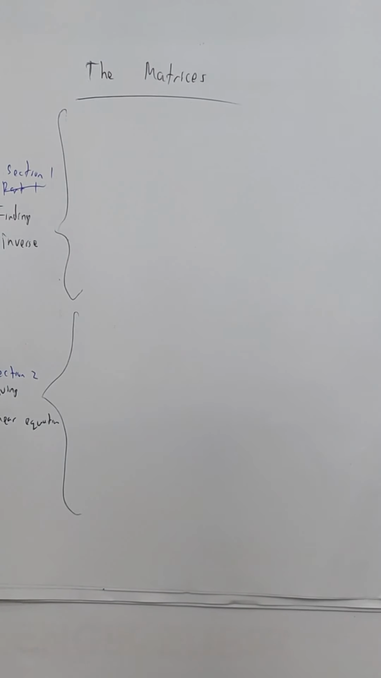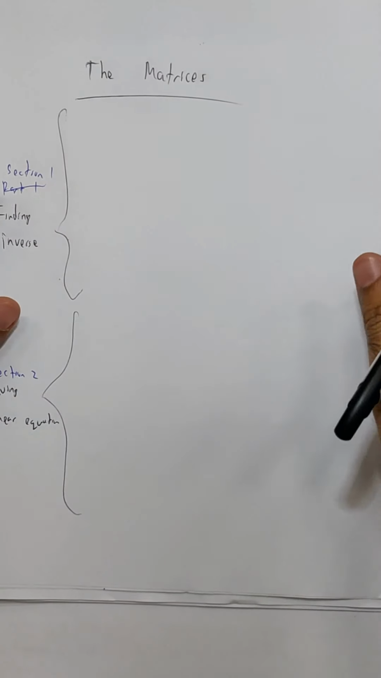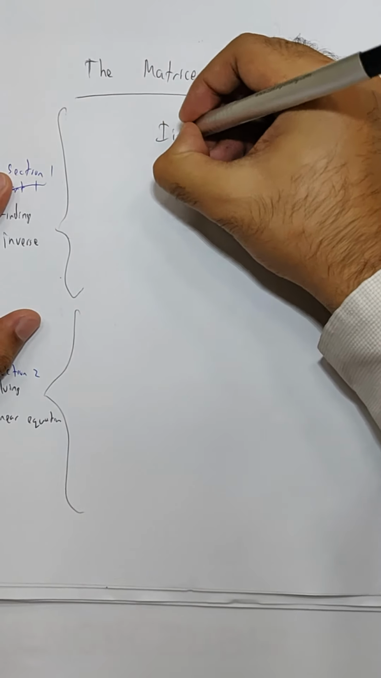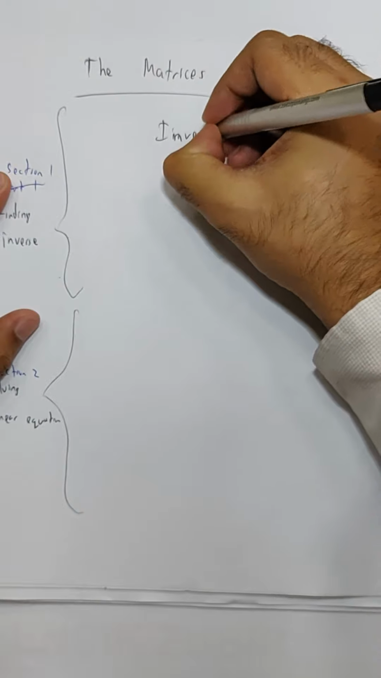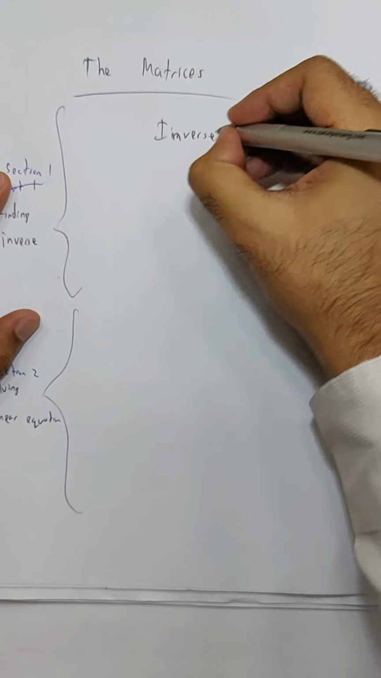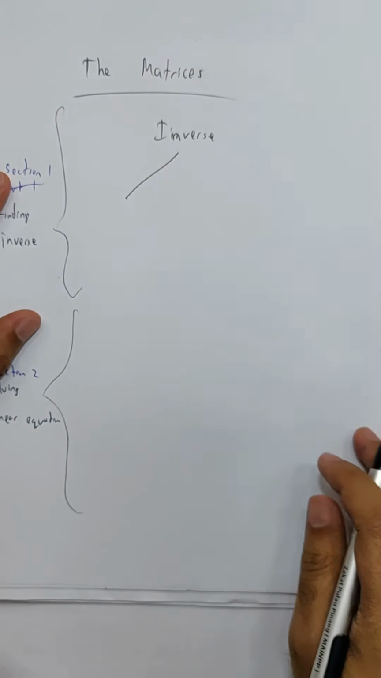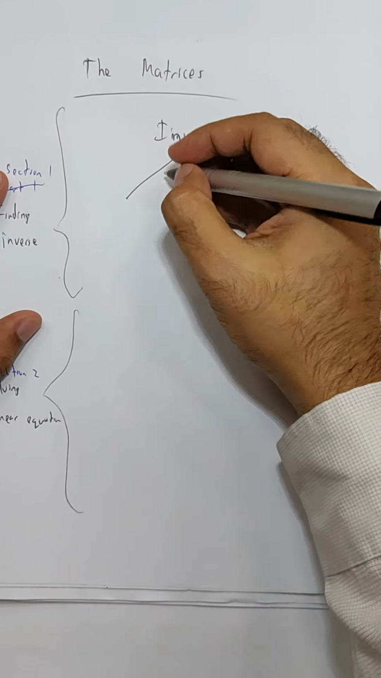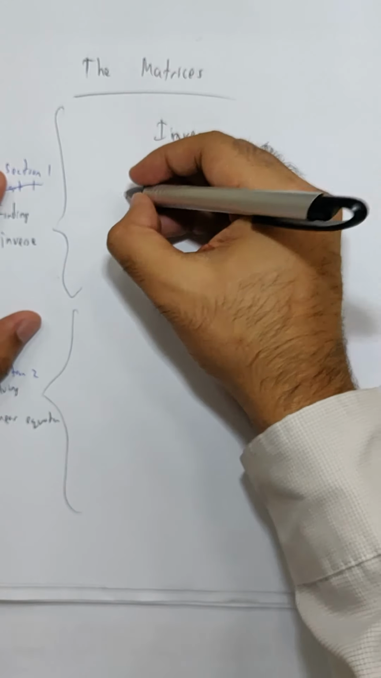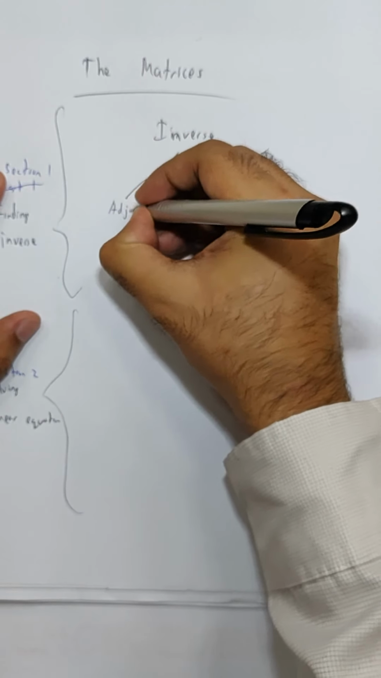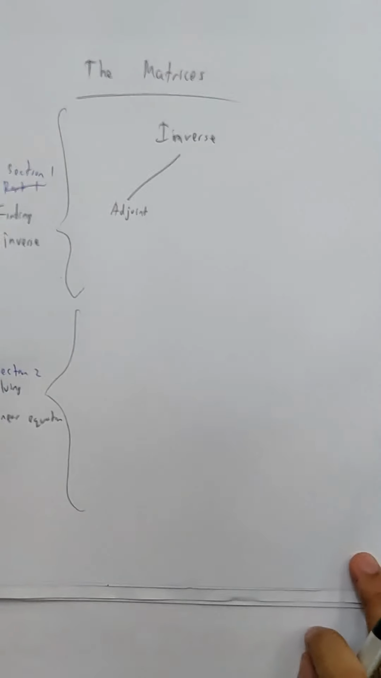Okay, the other day we have learned about finding inverse. We have learned how to solve it, right? Finding inverse by using what method? They call adjoint method. Do you remember how many parts it was?